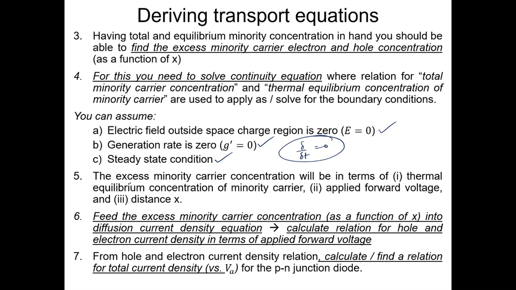Now using that, we'll have the excess minority carrier concentration in terms of the thermal equilibrium concentration of minority carriers, the applied forward voltage, and the distance x, right? Now this minority carrier concentration, or whatever I had shown you as going down, as a function of x, will be used to find the diffusion current density. So we will feed this information into the diffusion current equation and find a relation for electron and hole current densities, which in this case is the diffusion current density, as a function of applied forward voltage and as a function of x. Then we find that current density at a particular x and sum it. That will give us the total current as a function of forward applied voltage for the PN junction diode.